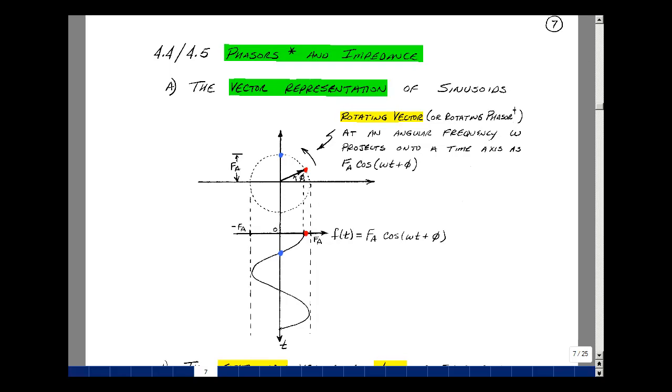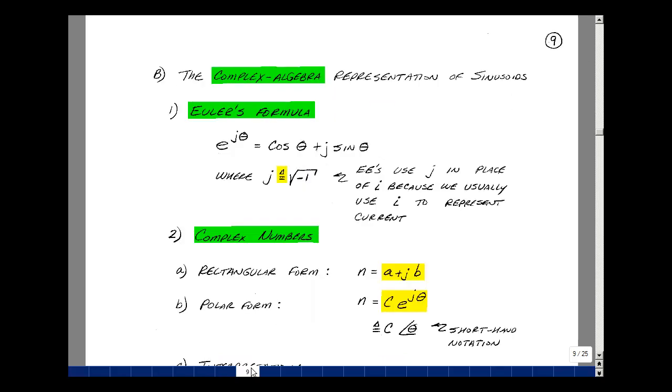Let's next take a look at a complex algebra representation of phasors. And this is on page 9. Let me start with what's called Euler's formula, or Euler's identity. And that is e to the j theta is equal to the cosine of theta plus j times the sine of theta, where j is the square root of minus 1.